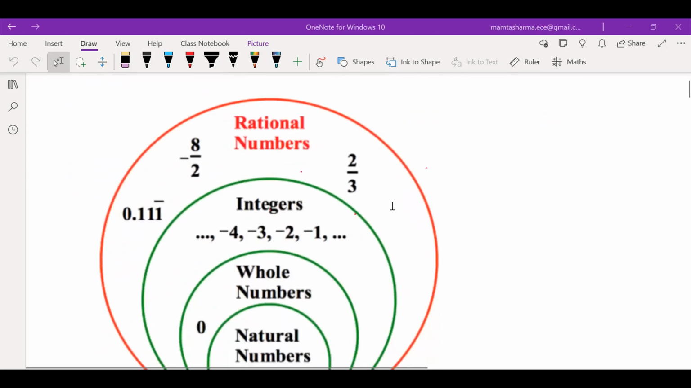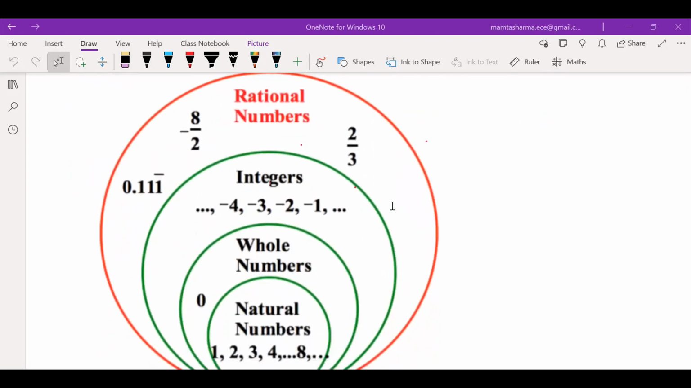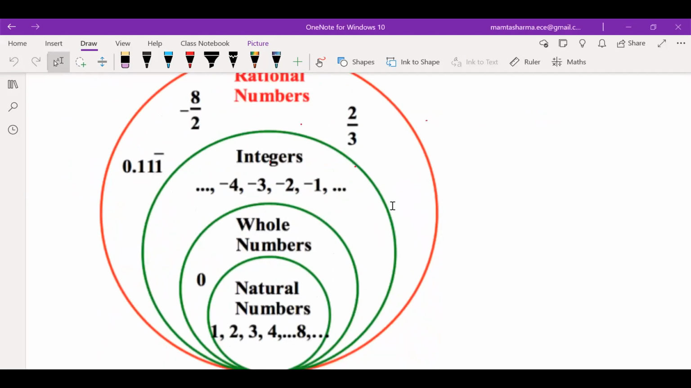So from this circle diagram, I can explain that first of all, natural numbers came into the picture. After natural numbers, the whole numbers came. Whole numbers include 0 also along with the natural numbers. After that, the integers came. So integers include whole numbers as well as natural numbers plus a few negative numbers.